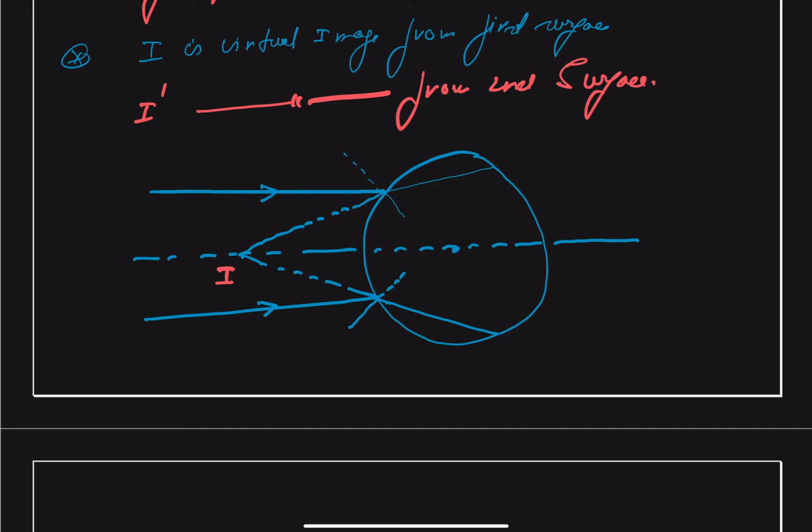And at the second surface, this is a normal and here this is a normal. So once again it is going to bend something like this, and here also it is going to bend.